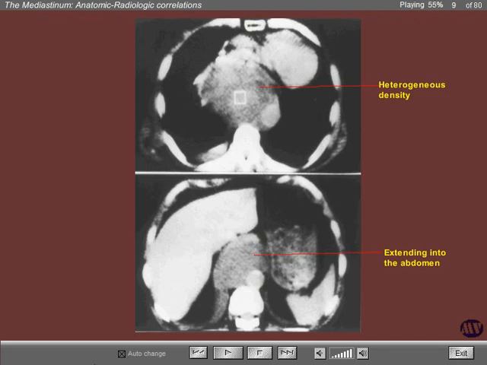The CT value that predominates is low, but interspersed areas of high CT values suggested that this was not a simple lipoma. At autopsy, this patient proved to have a very extensive liposarcoma of the mediastinum and extending into the retroperitoneum.